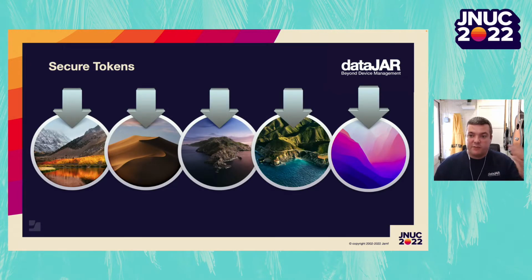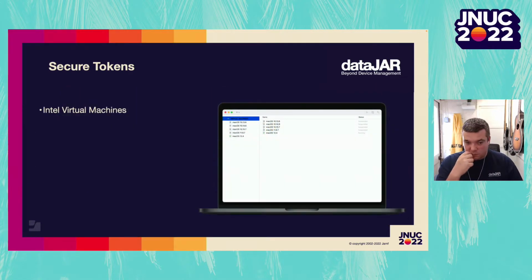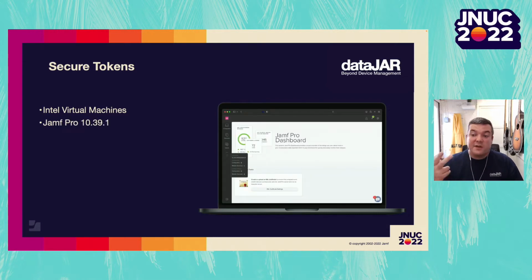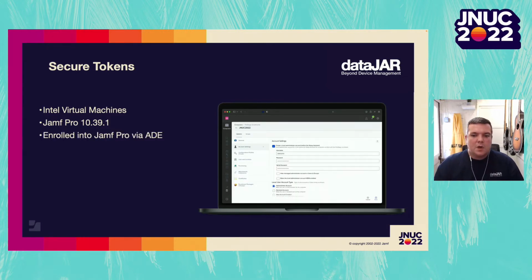I set up VMs in several different OSs, from macOS 10.13 all the way up to macOS 12. Yes, it does annoy me that Monterey's icon isn't quite the same proportions, but that is what we've got. These were all Intel VMs for most of this, until we get to stuff at the end. It doesn't matter, the pattern should be the same. They're enrolled into Jamf 10.39.1, which was the current version of Jamf when this talk was set up. All the devices were enrolled via ADE into Jamf.